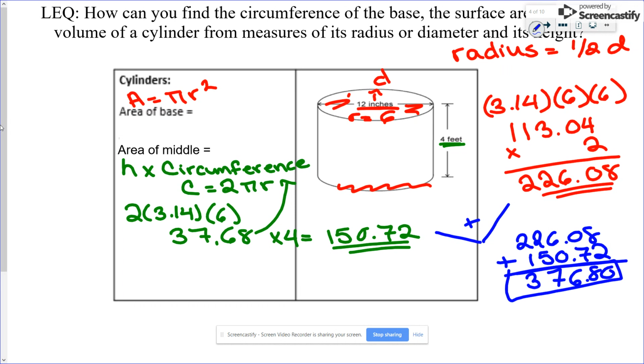All right. So move on to the next section and try to figure out the surface area of the cylinders on your own.